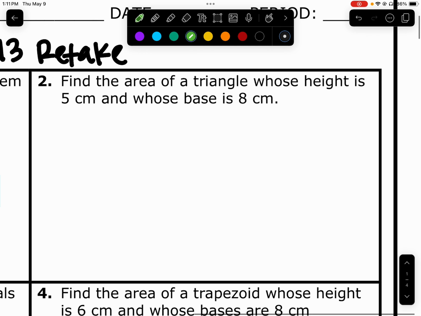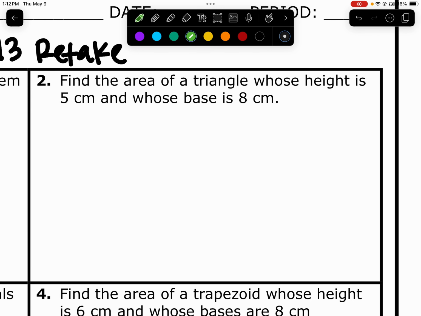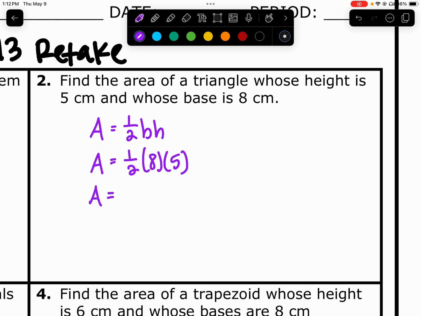All right, number 2. Find the area of a triangle whose height is, okay, so first of all, it says area of a triangle. So we're going to use that formula, whose height is 5 centimeters and whose base is 8. So we could do PEMDAS if we wanted to, and half of 8 is 4, which means the area is 20 square centimeters.